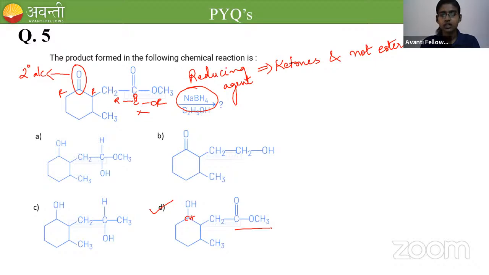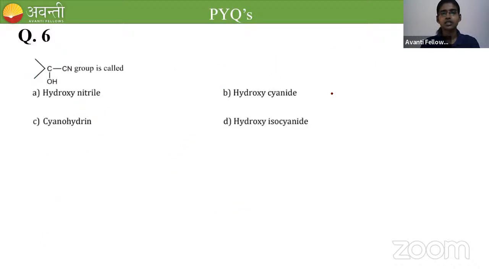Okay, we'll go for question number 6. Thank you so much for your response. Let's find out the answer for question number 6. There is a compound given to you, and the given group is called... Such an easy question it is. What is the name of this group?